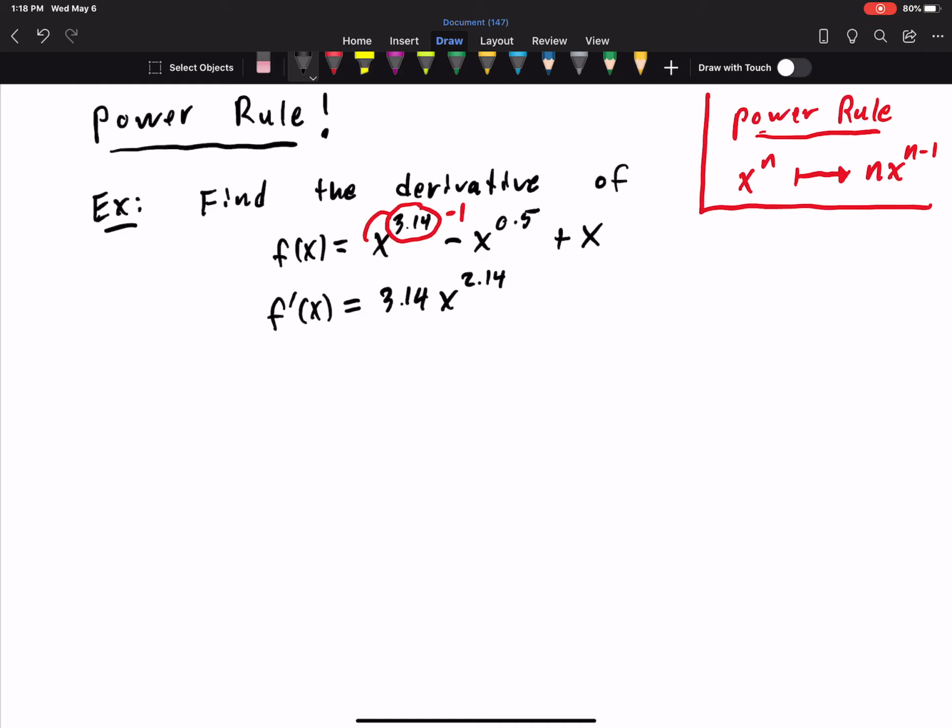Second term, we have this 0.5, and we have a negative 1 out in front, so we're going to multiply those two things, and then subtract 1 from the exponent. So here we've got to be careful, because let's see what happens. You have negative 0.5, x to the, okay, so I have 0.5, subtract 1, so that gives us negative 0.5, or negative a half. So you have minus 0.5.